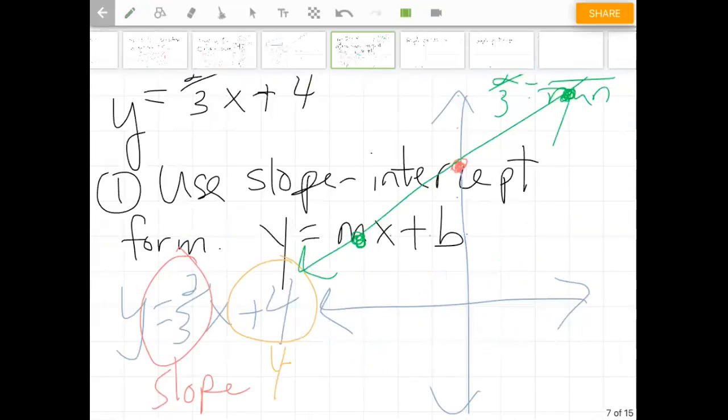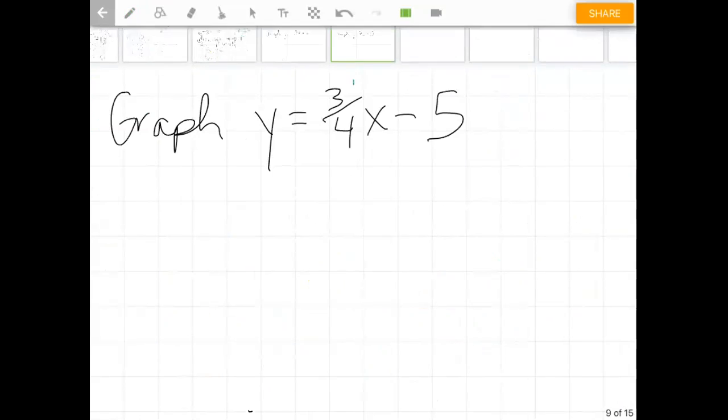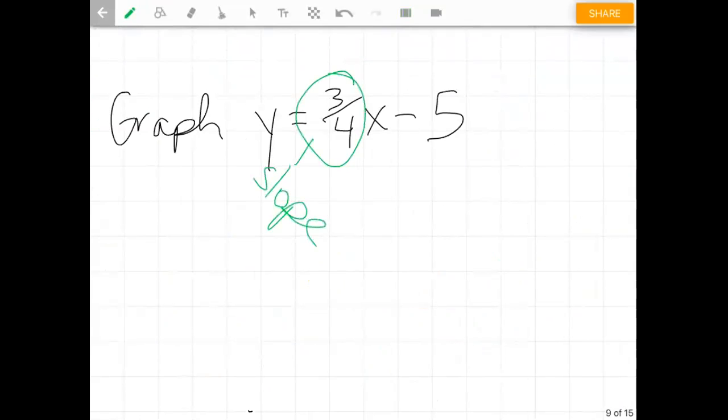All right, so here we have another equation. So we'll do this one together and then I'll have you try one on your own. So again, in this equation, our slope is 3/4. Our y-intercept, now notice this is a minus, so you have to take that with it. So our y-intercept is actually -5.